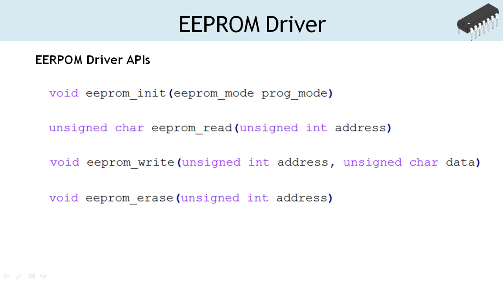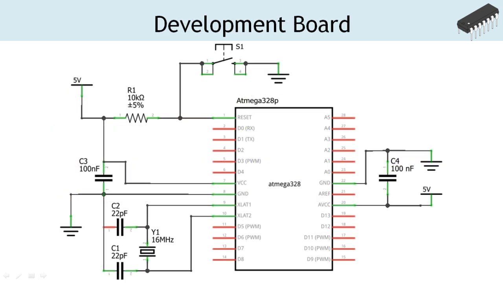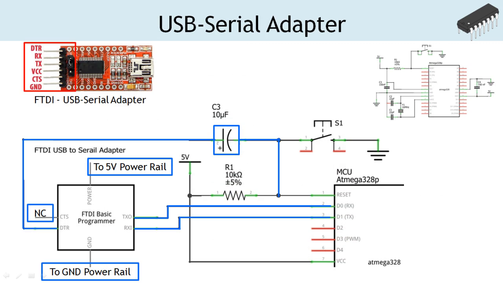It exposes 4 functions to be consumed by the application module. These functions are EEPROM_init, EEPROM_read, EEPROM_write, and EEPROM_erase. For the implementation, we shall need the development board with the base circuitry and the USB adapter connected. As usual, the circuit schematics are provided for your download. Connect the development board to your development PC using a USB cable.